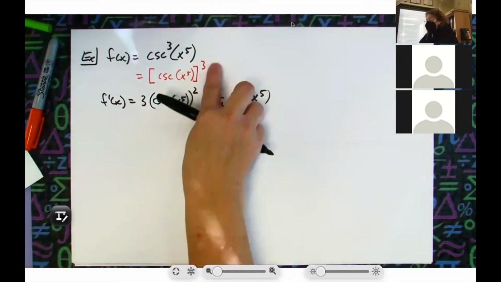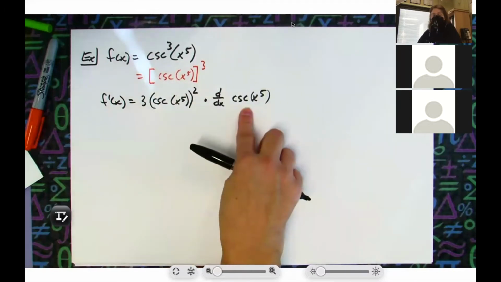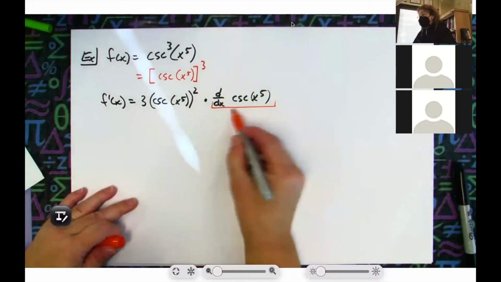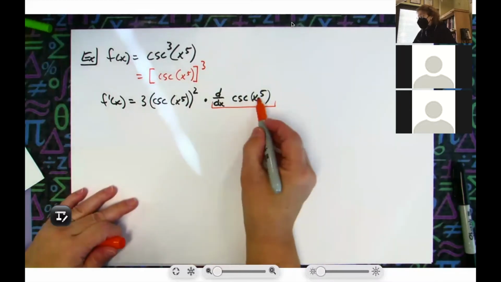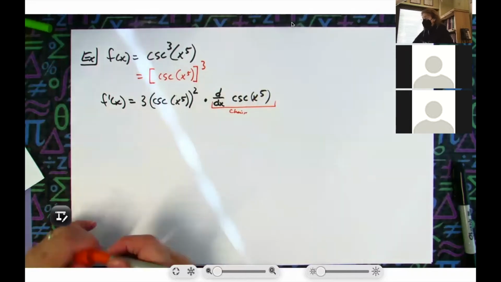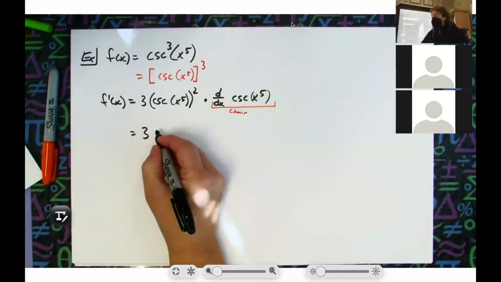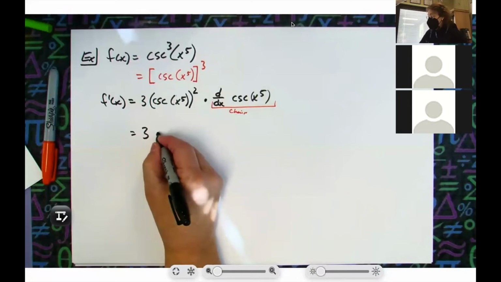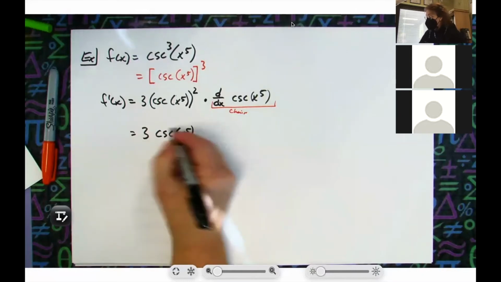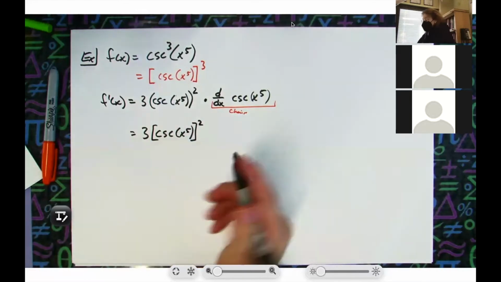So I pulled the 3 down. I subtracted 1 there. I left the inside alone. I'm going to take the derivative of the inside. All right, now taking a look at this right here, I have another composite function inside, outside function. So again, I've got to do chain again on this. So I'm going to leave my 3 cosecant x to the fifth, and that can be square brackets, it can be curvy brackets, it doesn't make any difference.